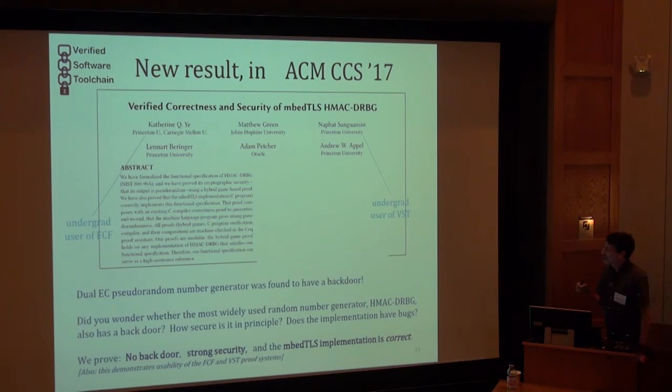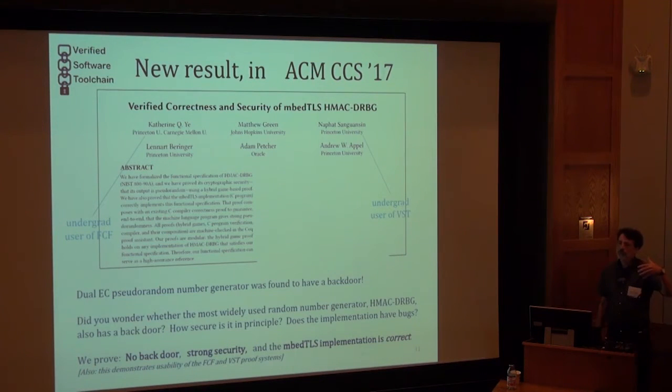And so what did we prove? We proved that the mbed TLS implementation of HMAC-DRBG correctly implements the functional specification in the standard published by the National Institute of Standards and Technology. And we proved that that function, as published by NIST, correctly gives you the security property that an attacker with something like 2 to the 100 cycles of computation has a probability of guessing your next bit of only 50% plus 2 to the minus 70. Okay, so a concrete security bound.